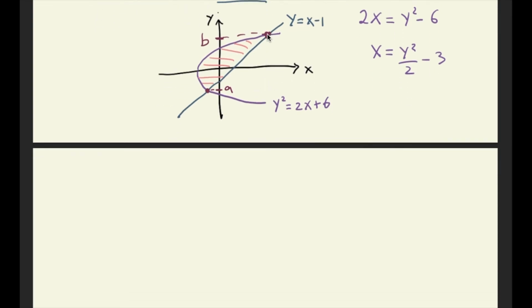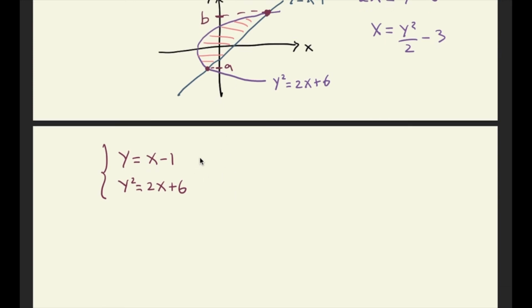So whatever coordinates these points have, they have to satisfy both that the y coordinate is equal to x minus 1. They also have to satisfy this equation, that y squared is equal to 2x plus 6. Both of these together. And if we solve these equations together, we'll be able to figure out what A and B are. Those will be the y coordinates.